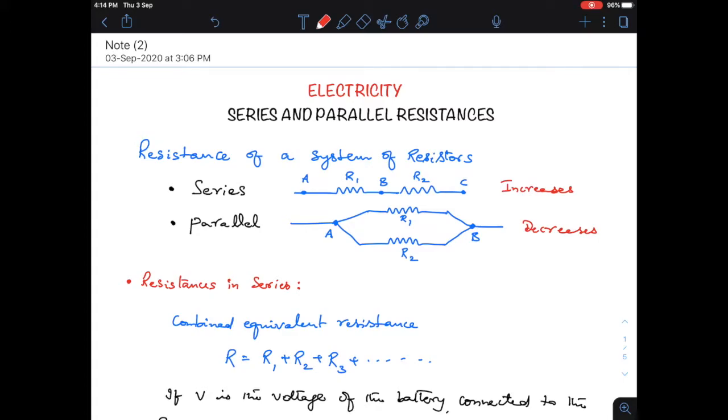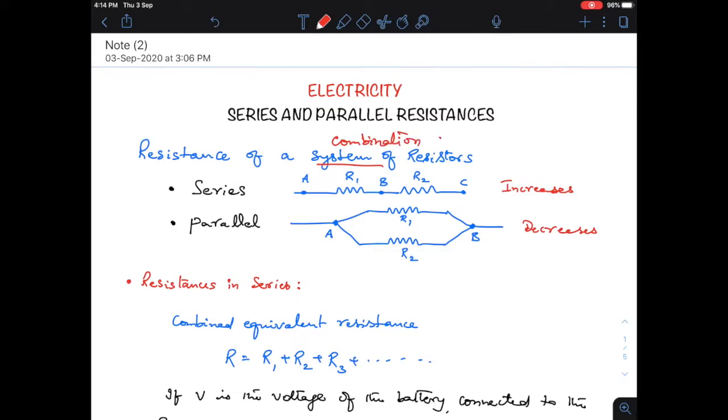In electrical circuits, usually it is necessary to combine two or more resistances to get the required current in the circuit. We use various electrical gadgets where we need these systems of resistors, or I call this a combination of resistors.